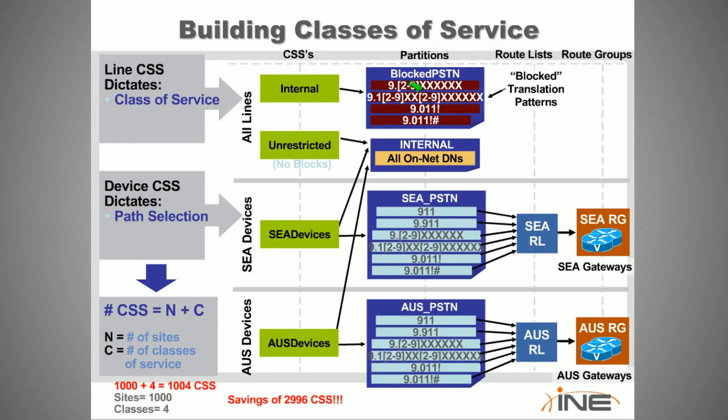The line blocks whatever we don't want them to call. The device allows everything to a specific route pattern. If we have 1,000 sites and we've got 1, 2, 3, 4, 5, 6 route patterns, we've still got 6 patterns times 1,000 sites, 6,000 patterns, and 1,000 route lists, one for every site, 1,000 route groups. We've still got a lot of stuff we have to configure, but we've saved ourselves a tremendous amount, and even if you take this down to 100 sites, the savings are still exponential. There's still tremendous savings here.